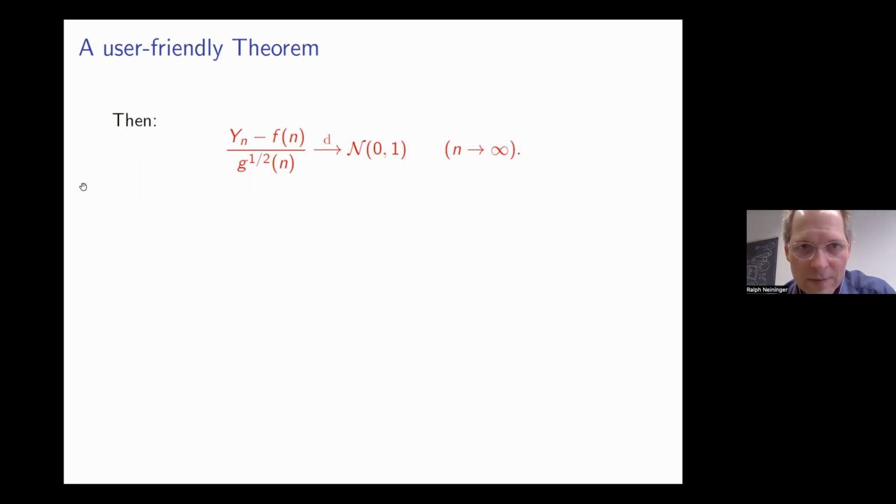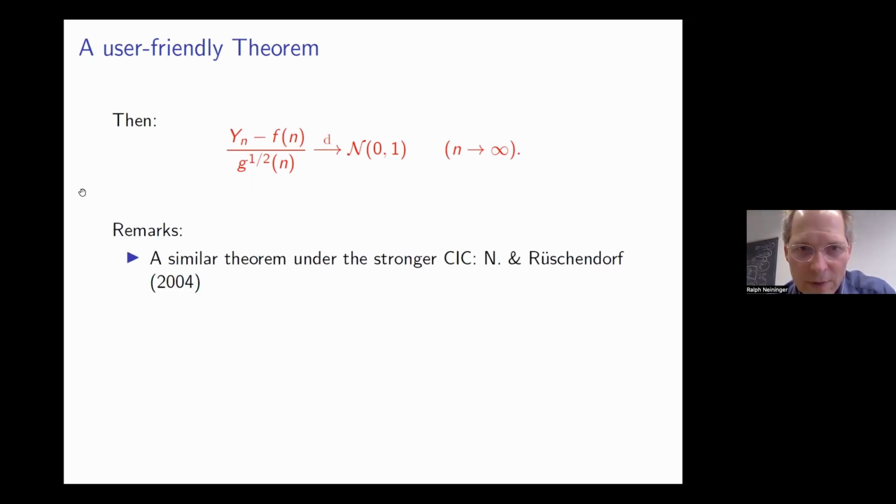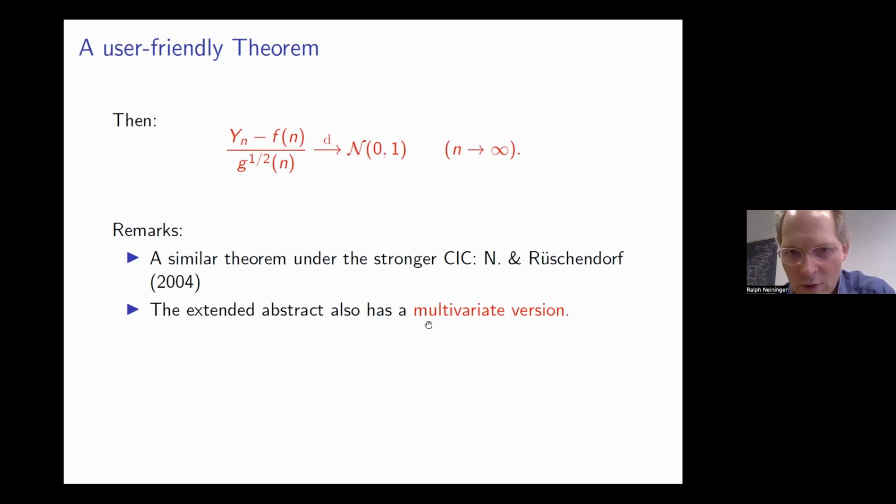Okay, and so a similar theorem I had with Rüschendorf, and this has been applied several times in the last 20 years, but that was under this stronger condition where you have independence of the Toll function. So now we can do it also without this independence. Then in the extended abstract of the conference, there's also a multivariate version. Here in the talk, I only discuss one-dimensional settings. So there you can look up a multivariate setting.